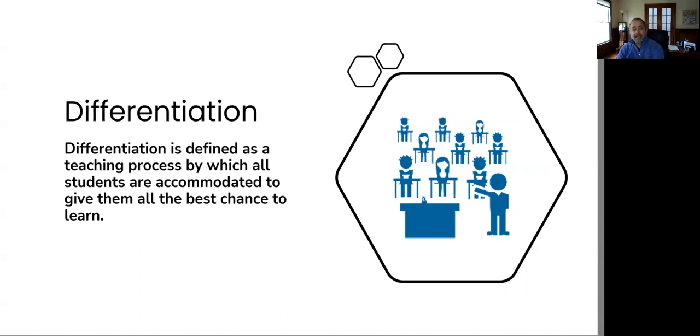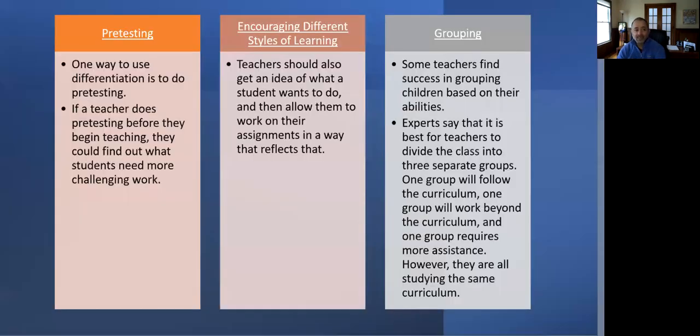And here are some of the aspects of differentiation that educators can pay attention to, or perhaps they are paying attention to. Number one is pre-testing. If you want to differentiate, you want to do the pre-test, okay? If a teacher does pre-testing before they begin teaching, they could find out what students' needs are. I mean, where does the student actually stand in terms of challenging work, right?